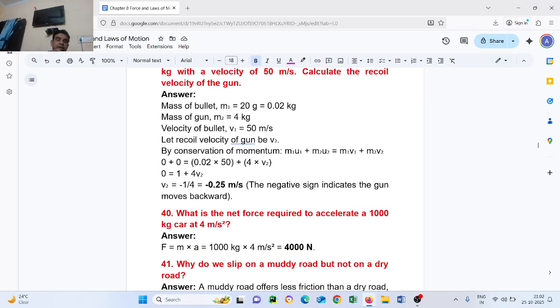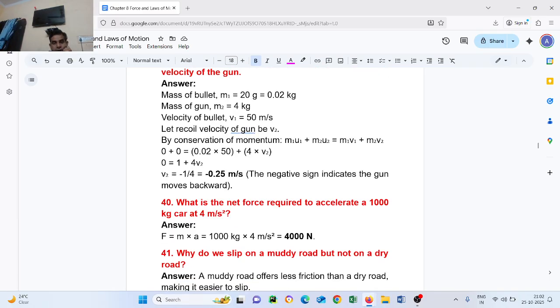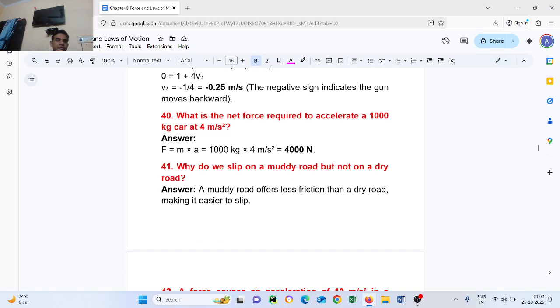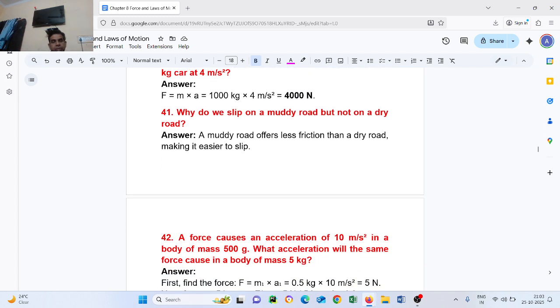Question number 40. What is the net force required to accelerate a 100 kilogram car at 4 meter per second squared? F equals ma. So 100 kg multiplied by 4 meter per second squared is 400 Newton. Question number 41. Why do we slip on a muddy road but not on a dry road? A muddy road offers less friction than a dry road, making it easier to slip.